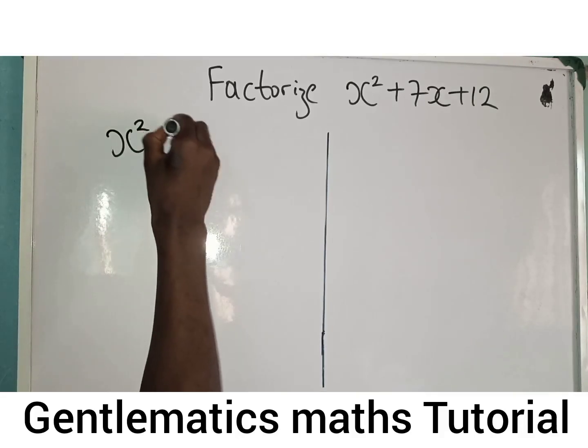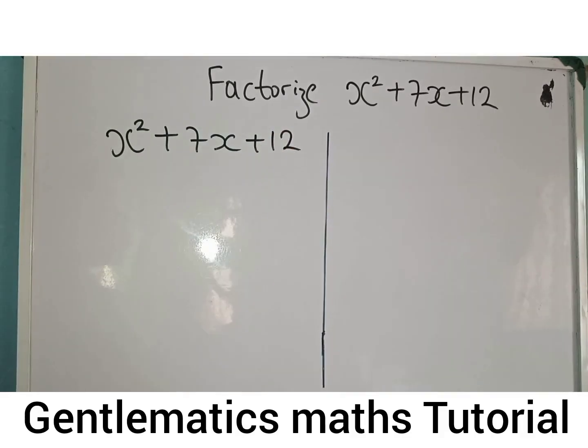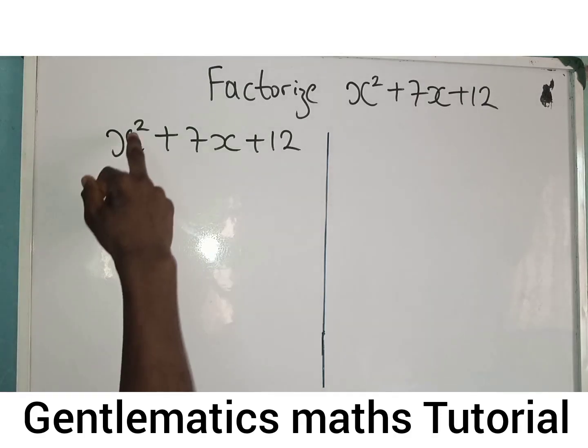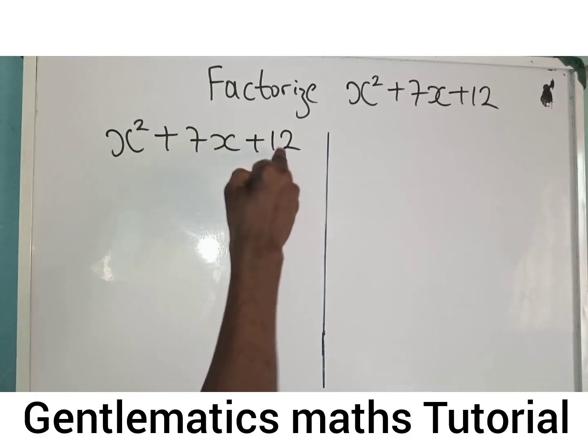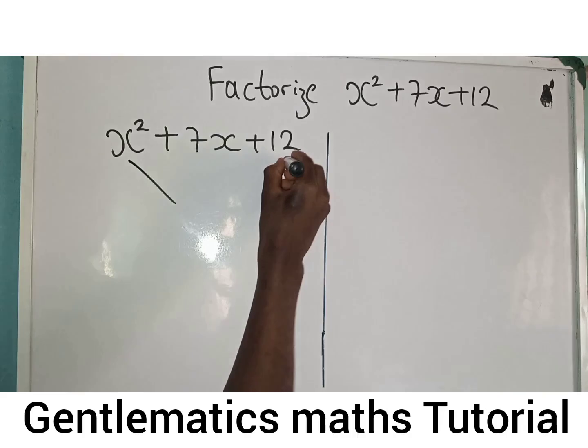x squared plus 7x plus 12. The first thing to do is check if it's arranged. What do I mean by being arranged? From the power of 2 to the power of 1, then the constant. So now, let's multiply the first term and the last term.